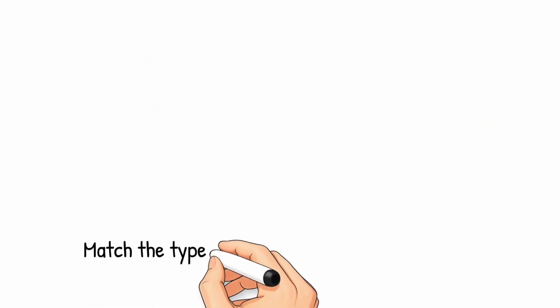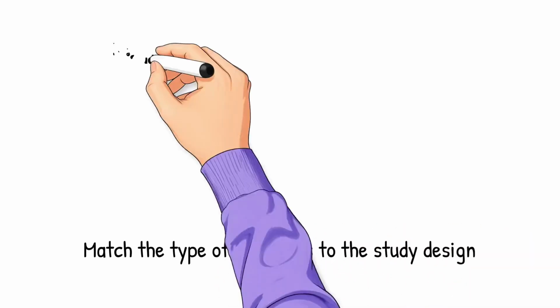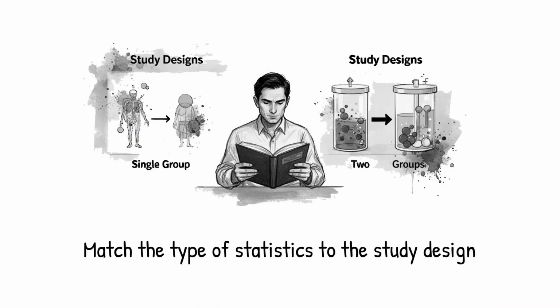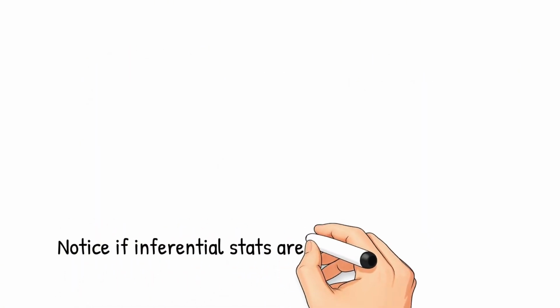The type of statistics should match the study design. If a study has one group and no comparison, descriptive statistics are usually the main analysis. If a study compares two or more groups, like an RCT, cohort study, or case control study, inferential statistics should usually be present. If they are missing, that is worth noticing.